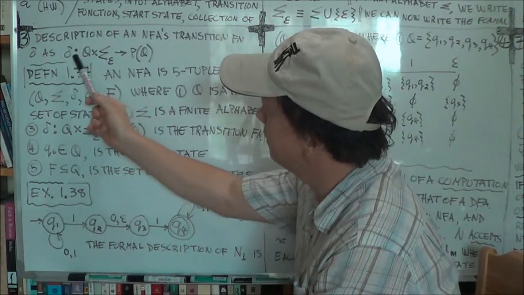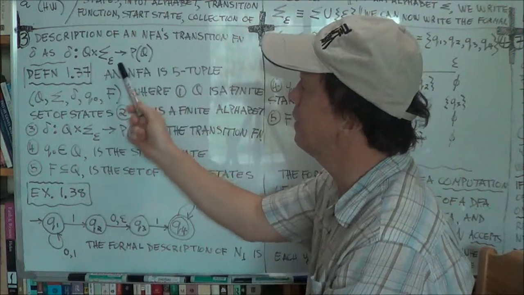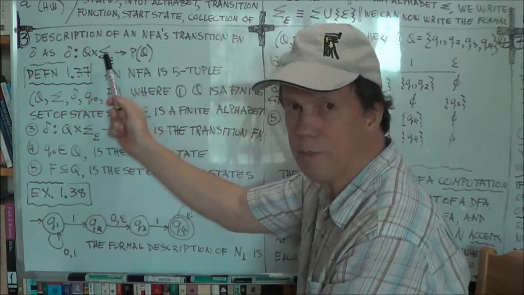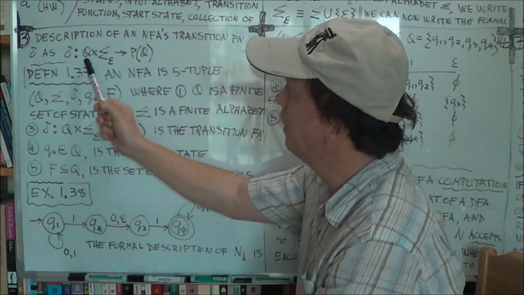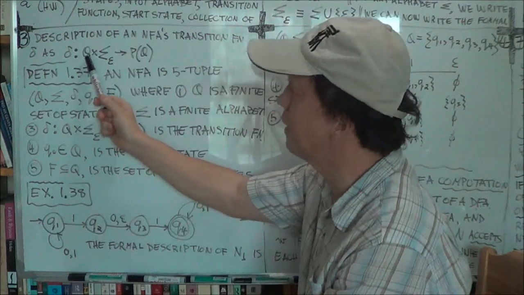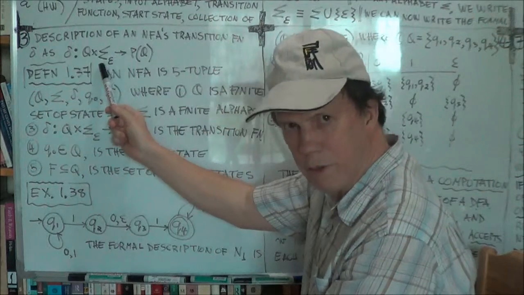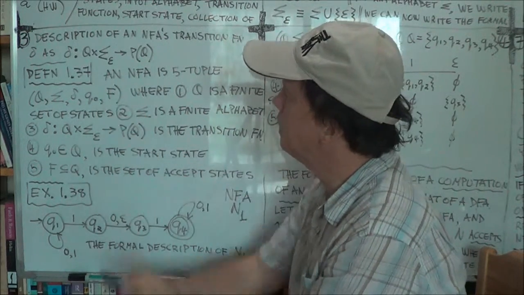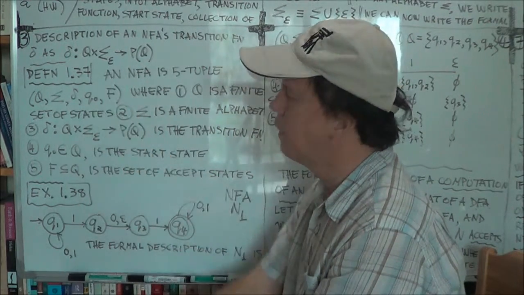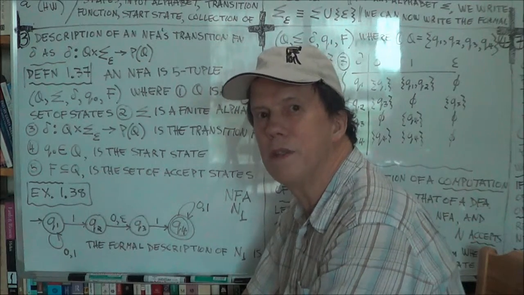Okay, so it's a function. So you're mapping a member of one set into a member of another set. So what is this set? What are the members of this set? Well, they're an ordered pair. It's a Cartesian product, right? The first member of the pair is a state, the current state, and the second member of the pair would be a symbol, an input symbol, or the eta, depending what the label is on the transition arrow.